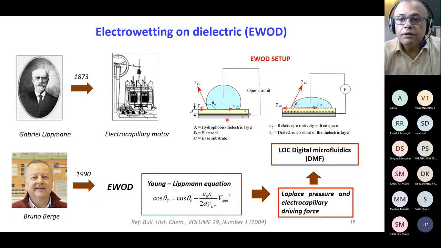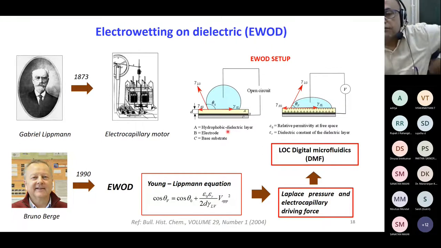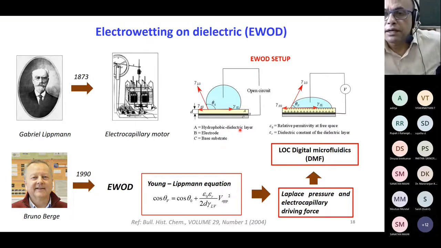The basic principle is that you have a substrate on which an electrode is formed. Electrode means a metal film is formed. On top of that, you have a hydrophobic dielectric layer. Two properties have to be maintained. One is hydrophobic, another should be dielectric. And on top of that, an isolated droplet is created. It may be a water droplet also. Then put two electrodes, one connected to the droplet, another connected to the underlying metal layer. But the droplet is seated on a hydrophobic dielectric layer.